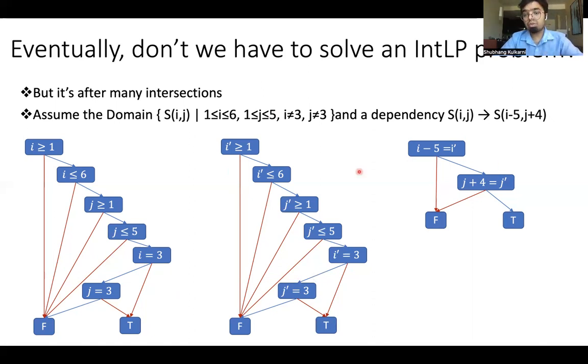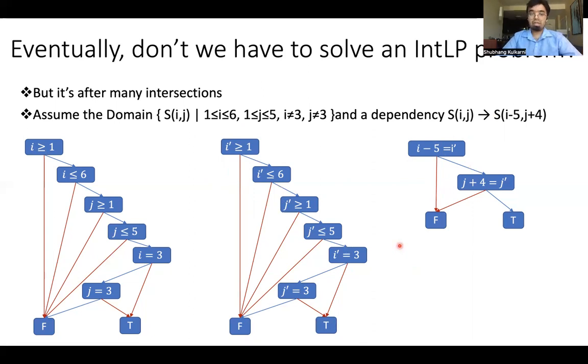We introduced two new variables, I prime and J prime. We have the same PBDD on these two variables, and we include the dependency as constraints between the corresponding variables that we just added. Okay, so we have three PBDDs.